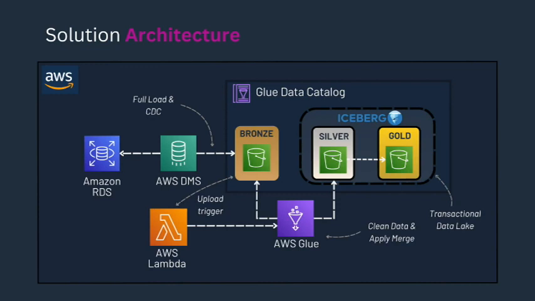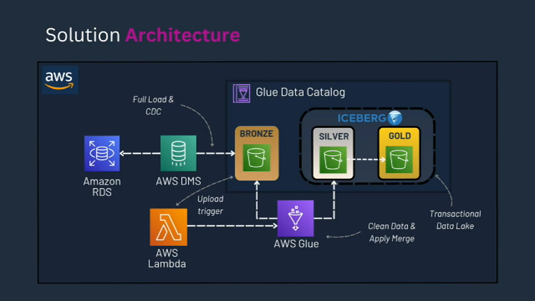And as you can see here, we are going to use Apache Iceberg as our open table format on top of our data in the silver and the gold bucket. And the reason for that is that this makes it relatively easy to apply this merge transformation of the change data capture feed into our silver bucket. And yeah, all of our data will be cataloged in the Glue Data Catalog.